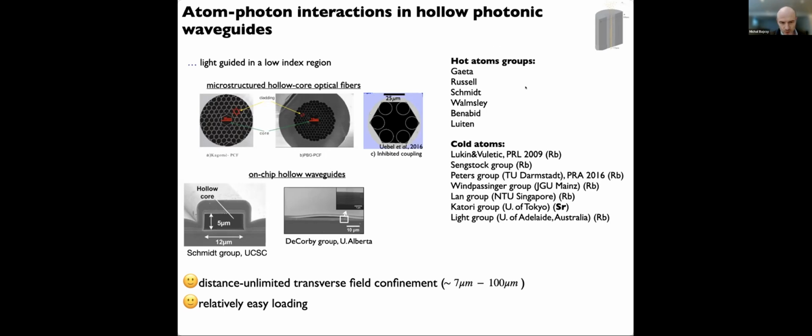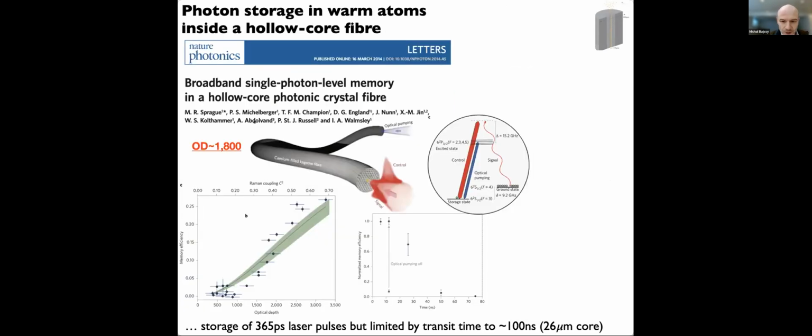There are quite a few groups who play with hot atoms loaded into these waveguides, and another half a dozen to maybe a dozen groups that have tried it with cold atoms. Of particular interest for us was an experiment from the Walmsley group from a few years ago, where they demonstrated the storage of sub-nanosecond laser pulses in a hollow core fiber filled with rubidium vapor.